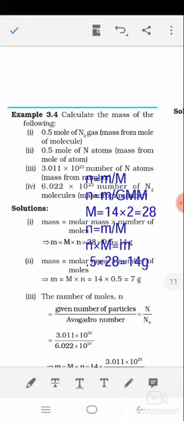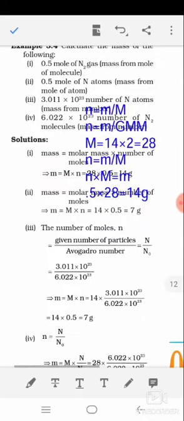Now the third and fourth questions. The number of nitrogen atoms is provided, and you need to find the mass. Please check the details provided for you. The number of moles, n, is equal to the given number of particles by Avogadro number. The given number is 3.011 into 10 raised to 23, and you know the Avogadro number. From that you can find the number of moles. So first of all you need to find the number of moles.